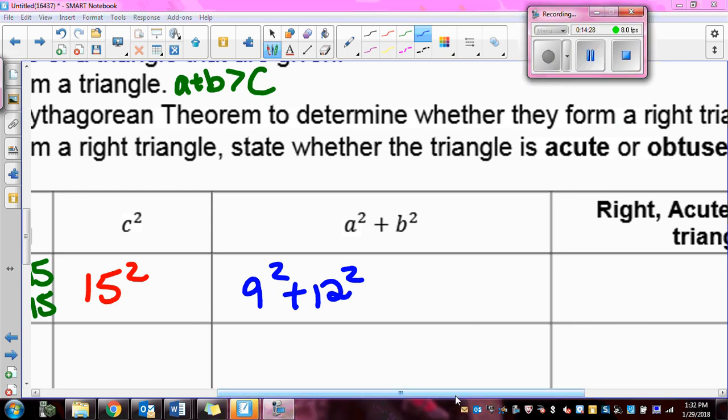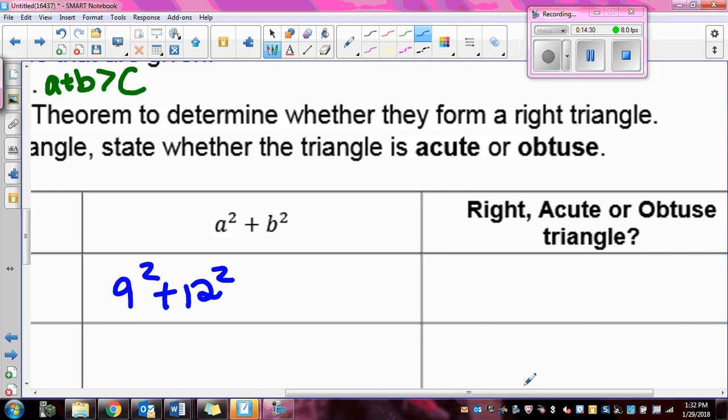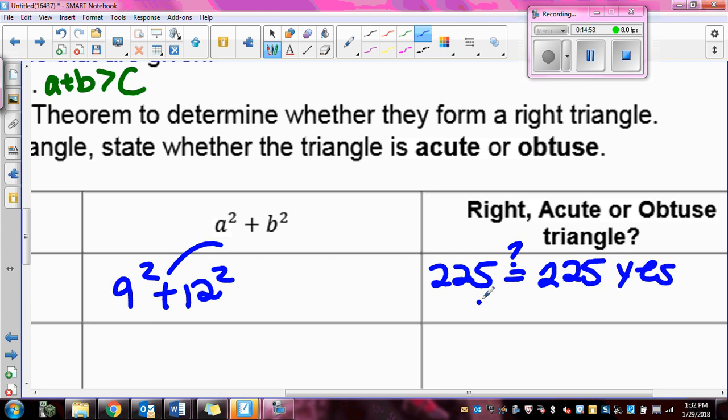So we know that 15 squared, you guys can plug that into your calculator, 15 squared is 225. And is that equal to, I'm going to put an equal sign, but we're not sure. We're asking ourselves, is that equal to 9 squared, which is 81, plus 12 squared, which is 144? And if you add those up, those also equal 225. Are they equal? Yes. Then it is a right triangle.